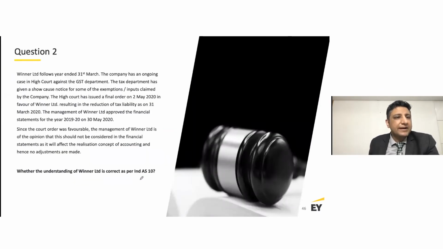All right, we are provided this question where it says that Winner Limited follows year ended 31st of March. The company has an ongoing case in High Court against the GST department. The tax department has given a show cause notice for some of the exemptions or inputs claimed by the company. The High Court has issued a final order on 2nd of May 2020 that is in favor of Winner Limited, resulting in the reduction of tax liability as on 31st of March 2020. So the order has come on 2nd of May and the reporting year is 31st of March 2020.